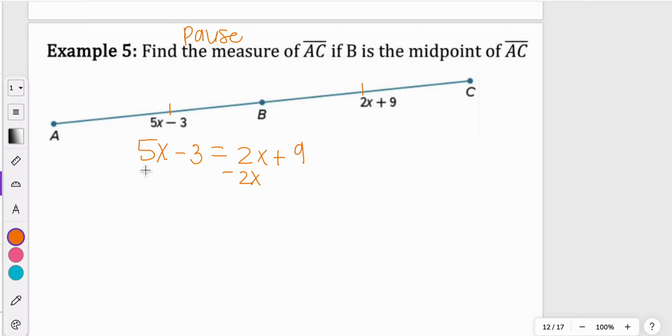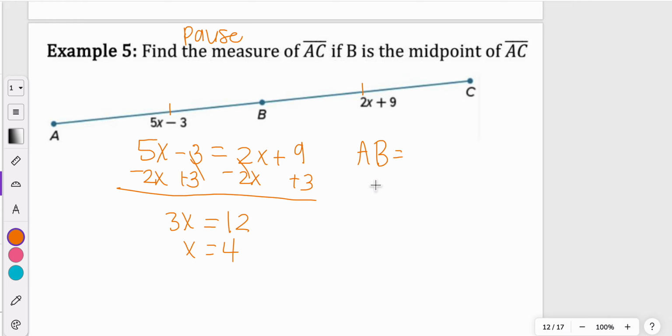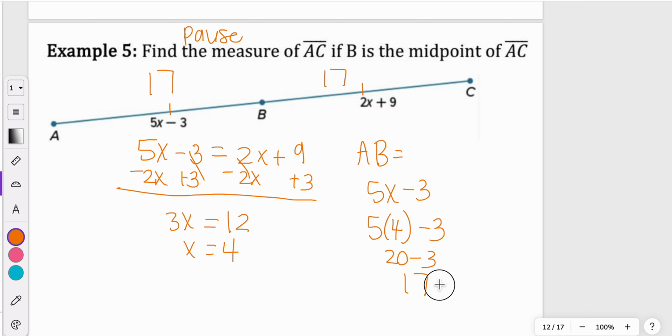Let's go ahead and solve for x here. 3x is equal to 12, so that means x is equal to 4. Now I want to know AC. Technically, I can write an entire expression to add everything together, or maybe I could just take AB, which is 5x minus 3, plug that 4 in, so that's 20 minus 3 is 17. If AB is 17, guess what? BC is also 17. So for AC, I would just add two 17s together and get 34.